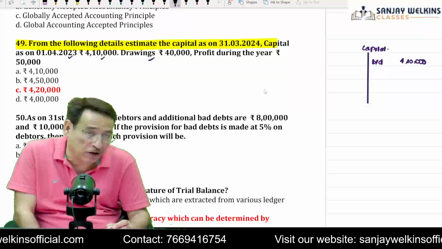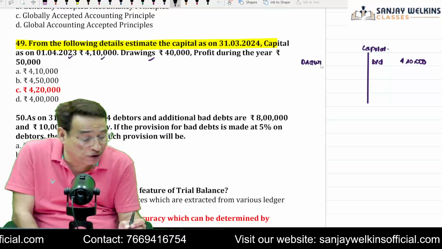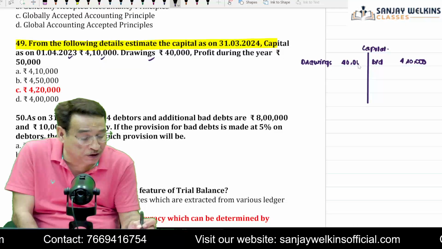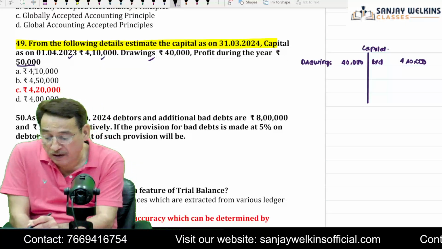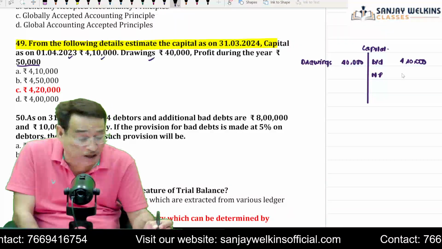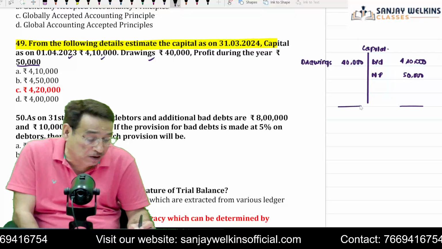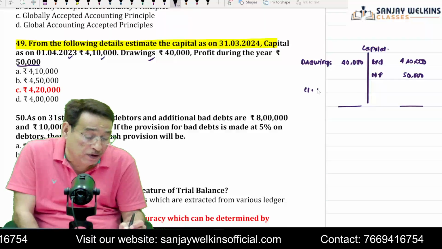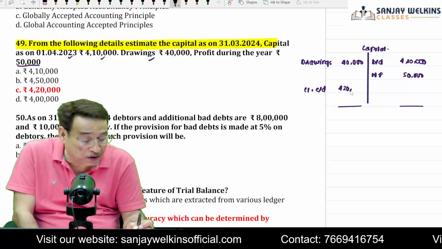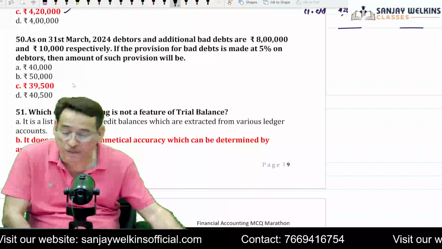Then drawings were 40,000. When the proprietor withdraws the amount, obviously the capital will reduce. So we will have to write the drawings on the debit side, 40,000. I am going to write here 40,000. Then profits during the year is equal to 50,000. So obviously any profit increases the amount of capital, we have to credit 50,000. So now you can simply tally it to get what we call your closing capital. The question has asked what is the amount of closing capital, that is 460 minus 40, that is equal to 4,20,000. So 4,20,000 will be your answer. Is it clear to you?